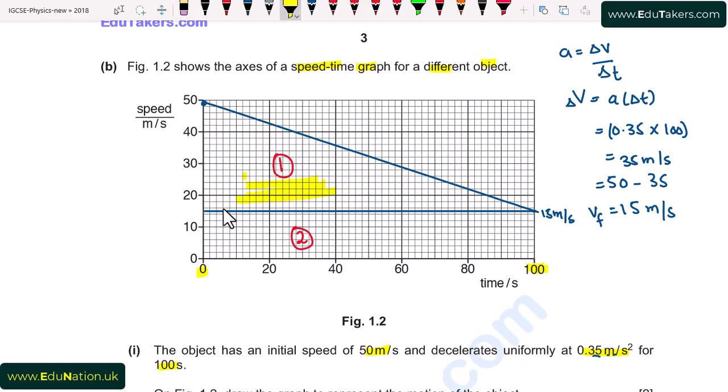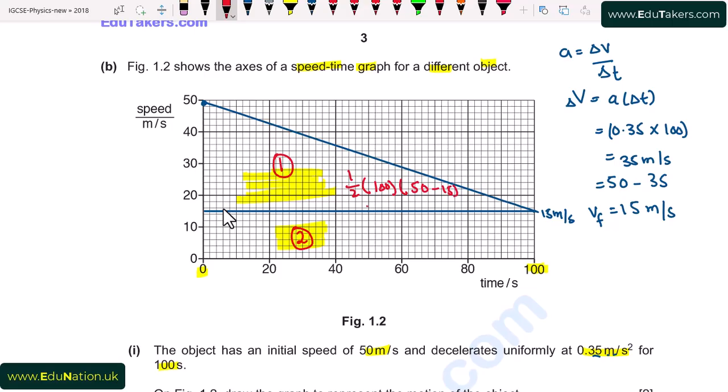This is region 1, while below here is region 2. So we have to find out the area. Region 1 is basically a triangle and region 2 is basically a rectangle. When we have to find out area, the area of a triangle will be half base multiplied by height. Here base is 100, that is time, multiplied by speed, that is 50 minus 15.